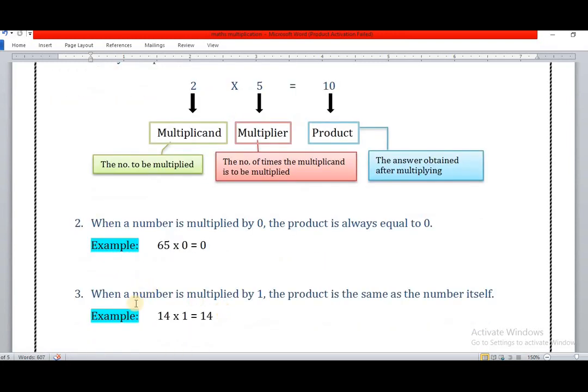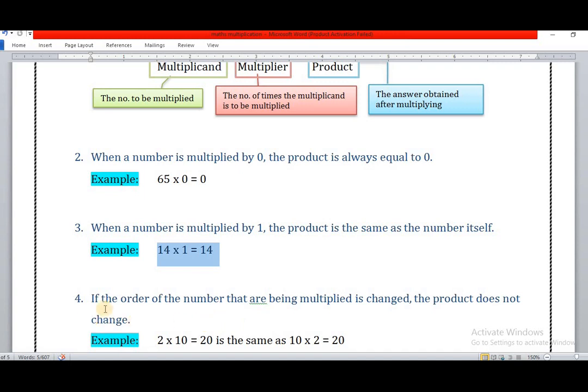Now let's take number 3. When a number is multiplied by 1, the product is the same as the number itself. Children, if you multiply any number with 1, the product is the same as that number. Here you can see that I have multiplied 14 into 1 and the product is the same as the number, that is 14. 16 into 1 will be 16. 20 into 1 will be 20. Any number, if you multiply by 1, the product is the same as that number.